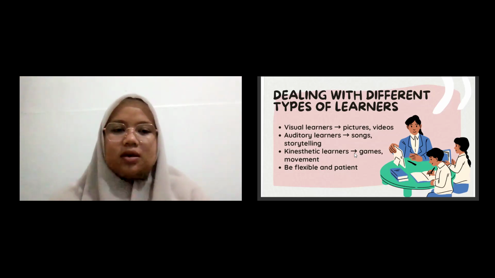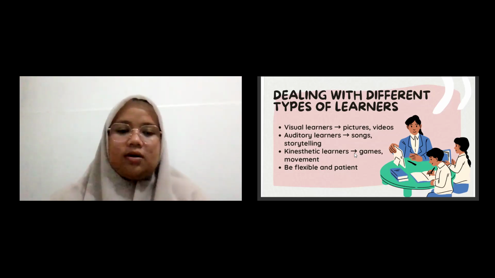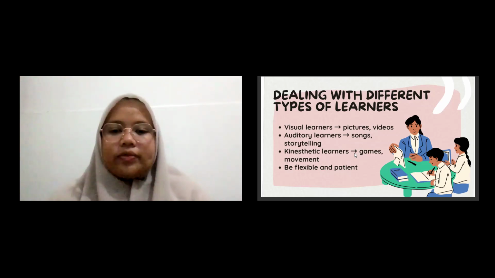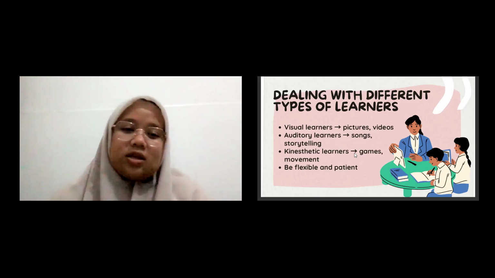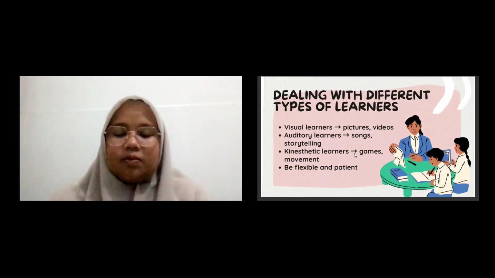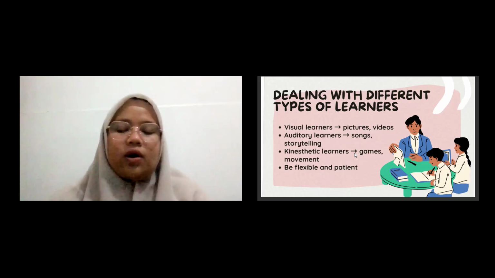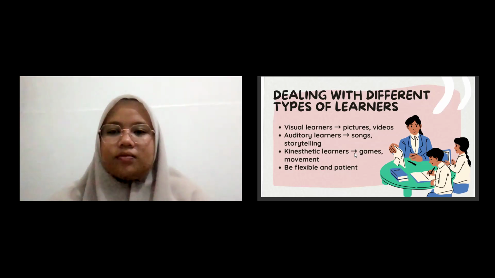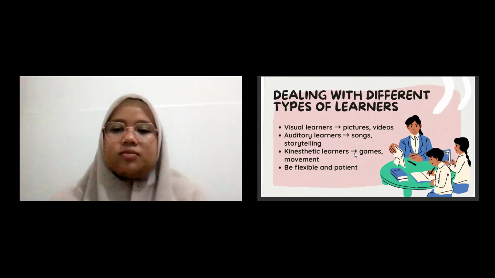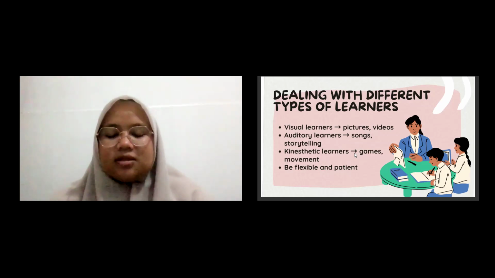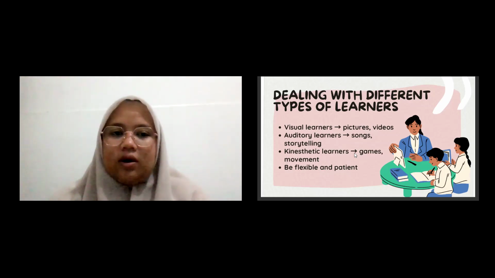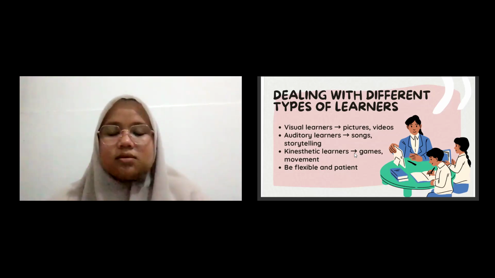My answer here, we have three types of learners. So with these three types of learners, a teacher must be flexible and patient because students have unique learning types. So the teacher must be flexible and patient with their learning types.